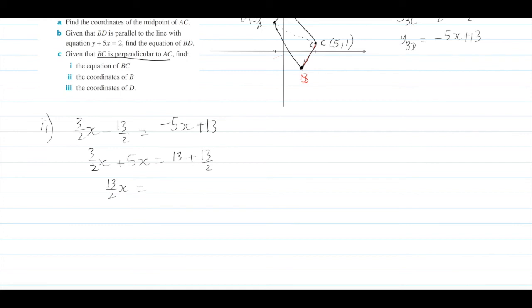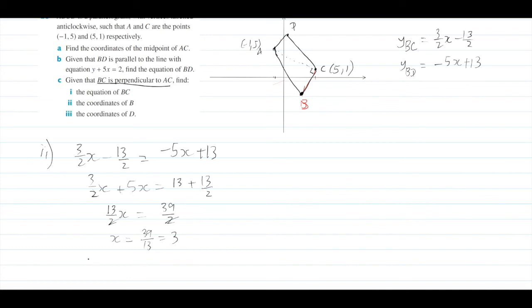And then this over here, 13 plus 13 on 2, this becomes 26 over 2, and you get 39 over 2, because 26 plus 13 is 39. The 2 cancels out. The 13 comes down over here, so x equals 39 divided by 13, which is a good old number 3. And now you just need to find your y value, which is very simple. You can sub that x into either of these two equations that we had previously. So let's sub x equals 3 into the easier one, the one without the fraction. YBD equals -5x plus 13.